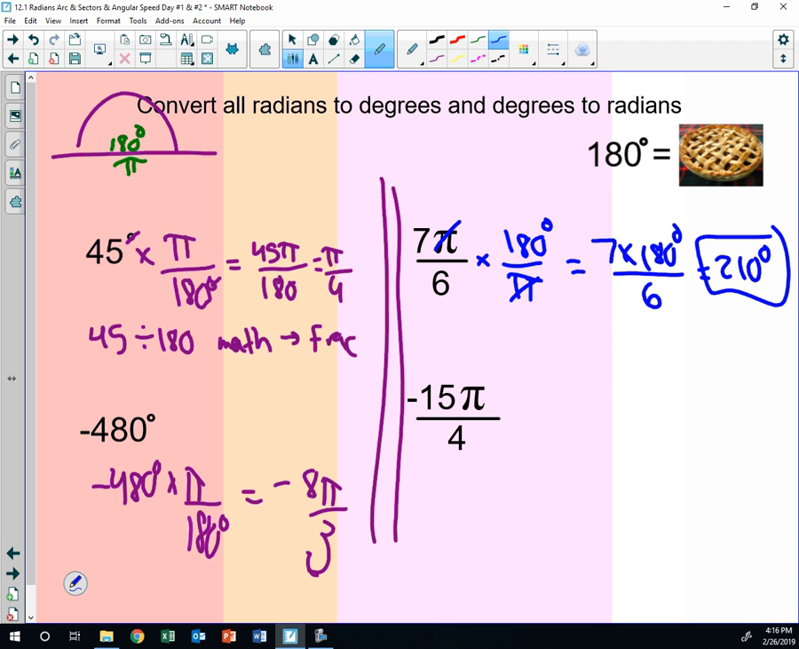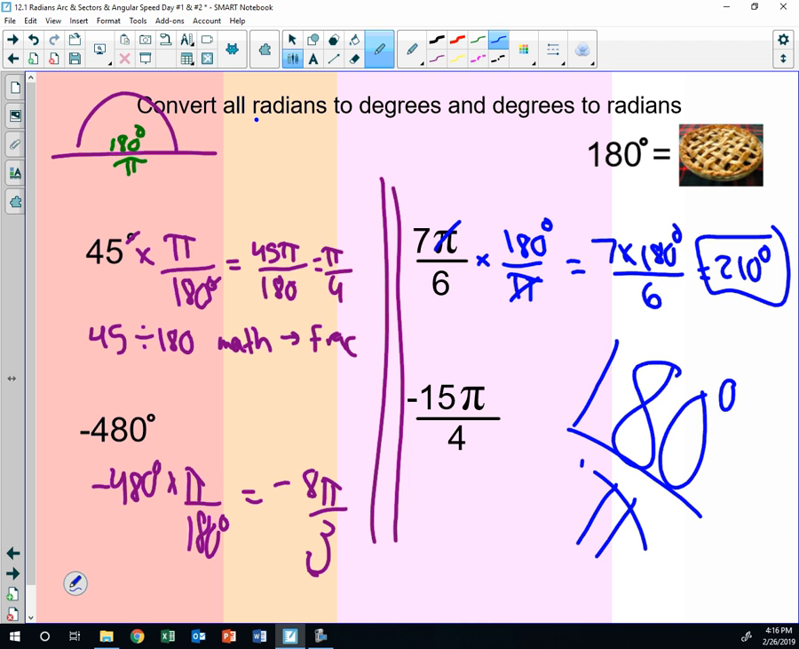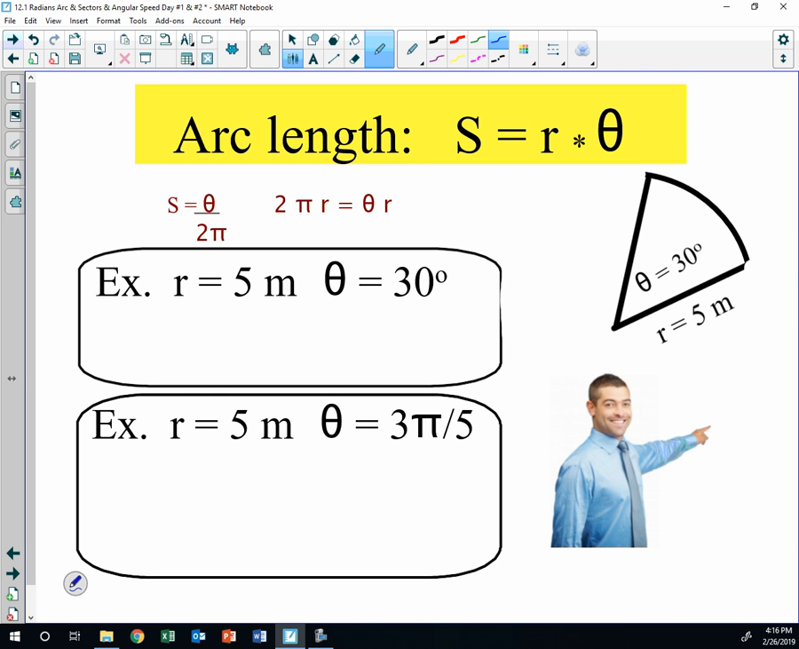So anytime that you want to convert, it's either 180 over pi or pi over 180, whatever causes the pi or the degrees to cancel. So why are we learning this? Well, the problem with degrees is degrees are made up, and degrees don't work for actual lengths or areas. So whenever you have something in degrees, you need to get rid of it if you're finding lengths or areas.